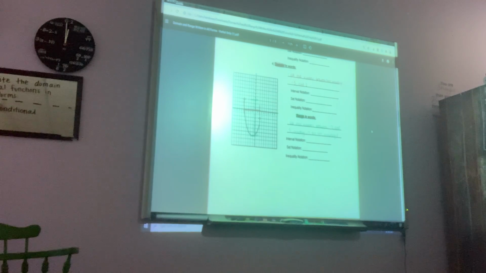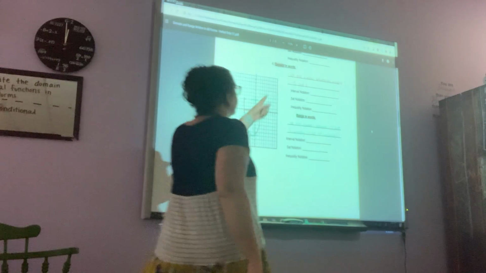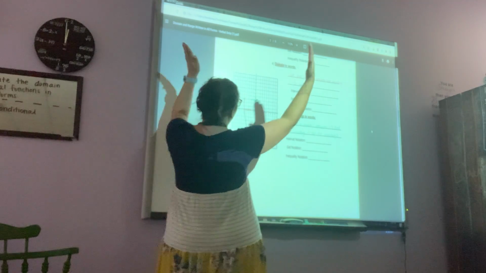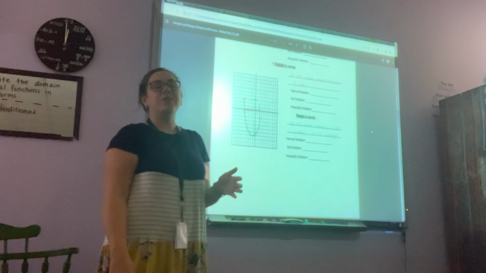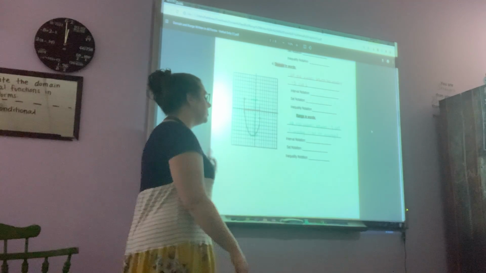Number 4, most people are okay with the domain. My x values are all between -5 and +2. Raise your hand if you got the domain right on that one. Okay, a lot of people get confused with the range.